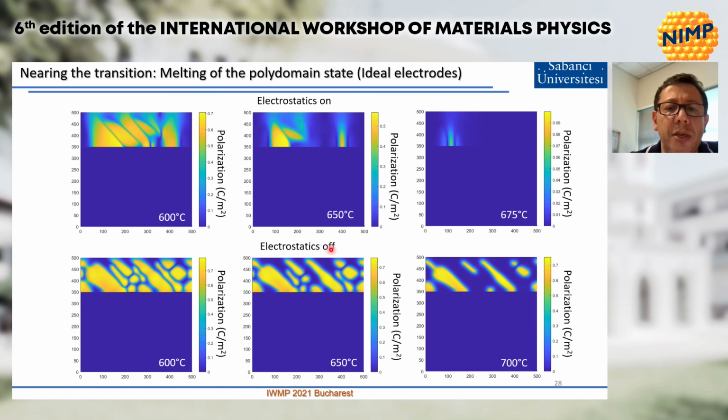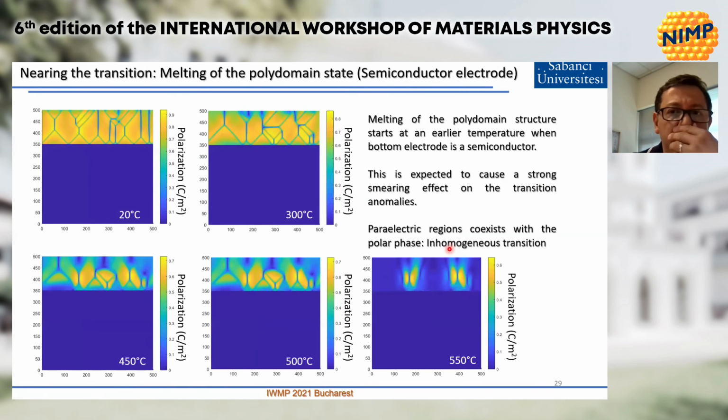And what happens if you turn the electrostatics off for the same system? Well, you have such a type of transition which can also reach higher temperatures. And this is the effect of the electrostatic fields on the transition and the phase coexistence. These results are not published yet, so this is still work in progress.